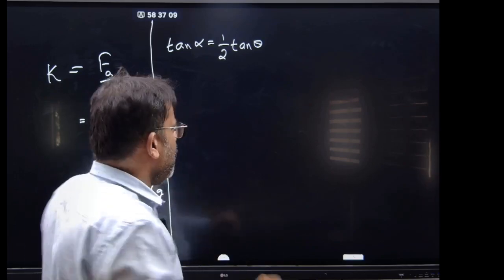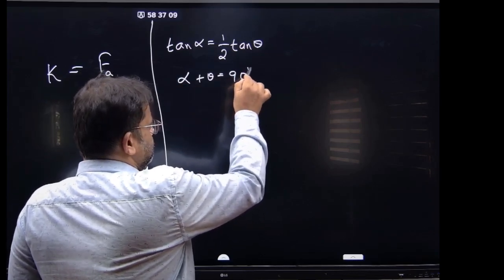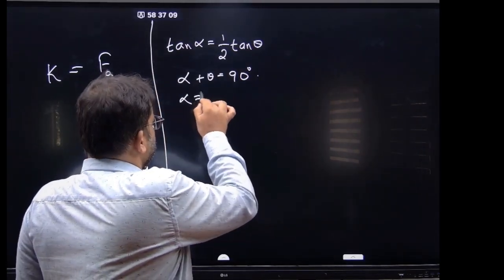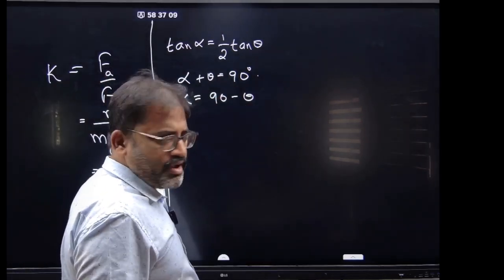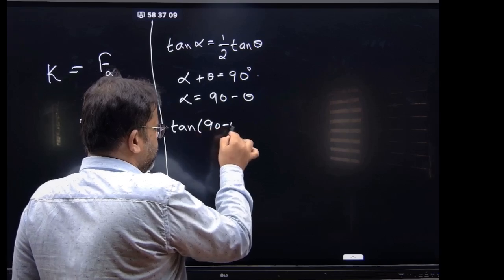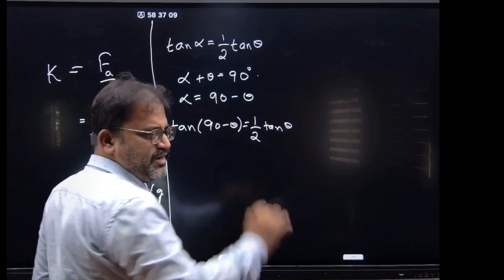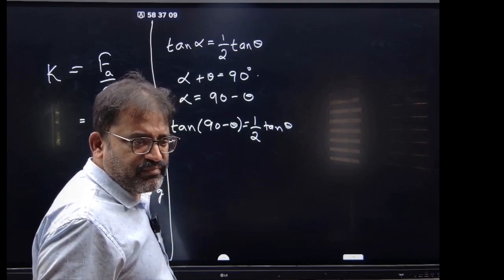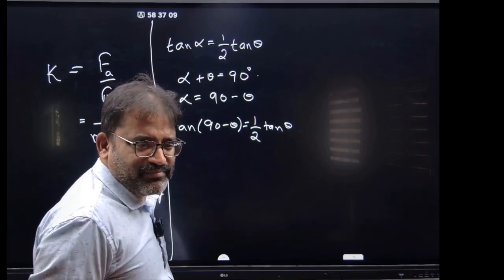Now remember, according to the question, alpha plus theta is equal to 90 degrees because it is perpendicular. That means alpha is equal to 90 minus theta. Then tan alpha is tan of 90 minus theta, which is equal to half tan theta. Now what is tan 90 minus theta?